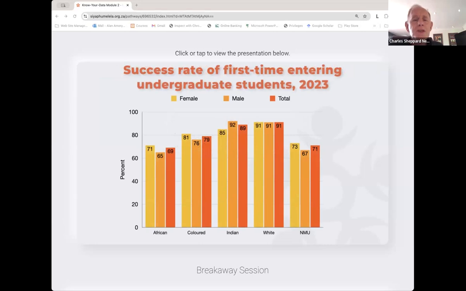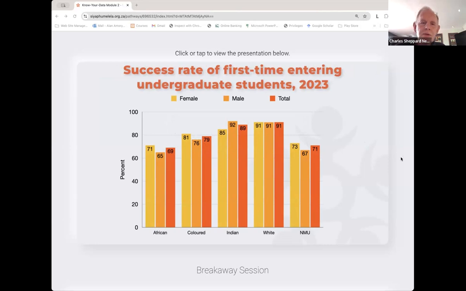And then we are especially interested to look at the success rate of first-time entering undergraduate students, because they are the ones that need to adjust to the higher education environment and normally experience a lot of problems.